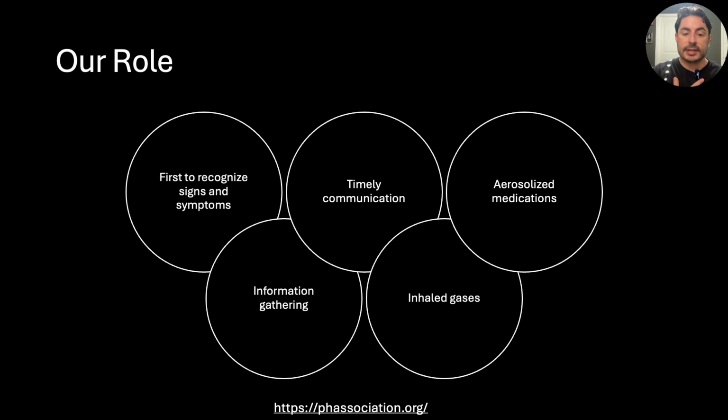When it comes to us as respiratory therapists, we have to first recognize signs and symptoms. When you have patients that are presenting with any of those signs and symptoms, whether it's right heart failure or left-sided heart failure, we need to be the ones to communicate to the team very, very effectively. We want to make sure that we are gathering all the information that we can with the patient's health history, with our IPPA, with our patient interview. All of those components come into play right here. We're going to use inhaled gases like oxygen and nitric oxide, and we can even aerosolize some medications as well. So that's what we're looking at when it comes to our role.